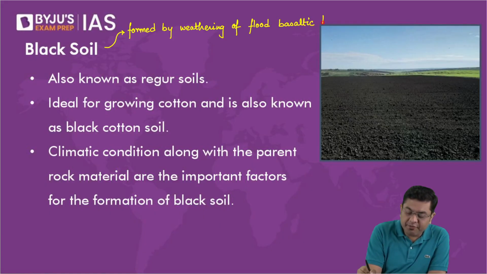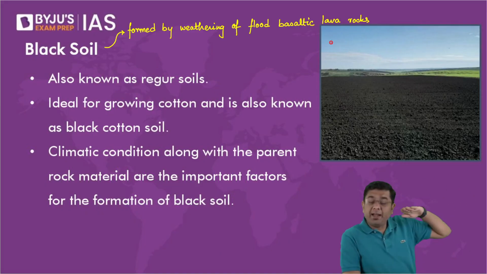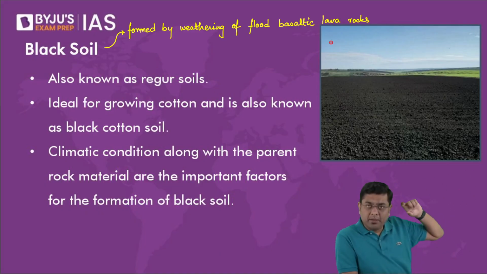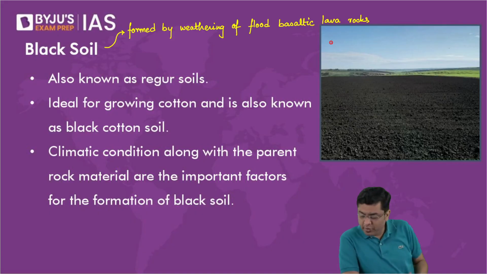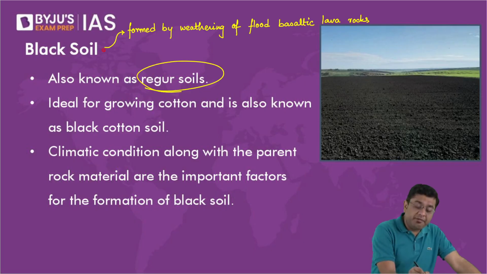Why is it referred to as flood basalt? That is because the basaltic lava spreads over in thin margins, not very thick deposits, but in thin deposits it spreads over and moves over like a fluid over a larger area, hence the name flood basalt. Okay, now here they are also referred to as regur soil. Here you will find very fine particles.